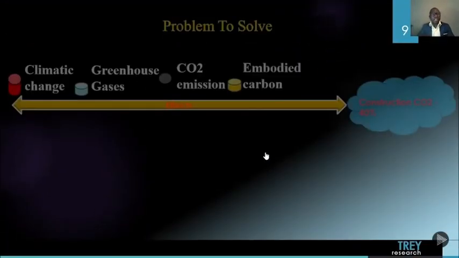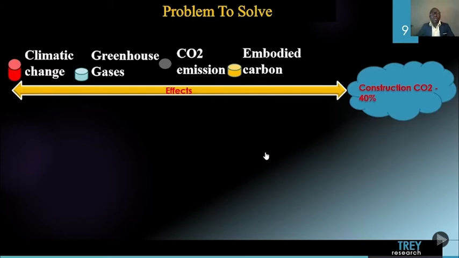Now, the problem to solve. Studies show that each year 6.13 billion square meters of buildings are constructed. The embodied carbon emission of this construction is approximately 3,729 million, according to Architecture 2030. Now, concrete, steel, and finishes contribute roughly 75% of total embodied carbon in construction. How can we solve this problem?